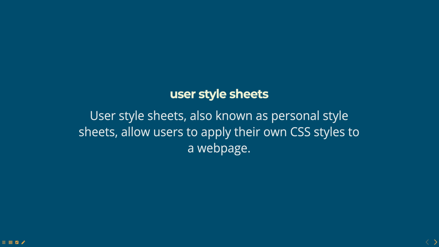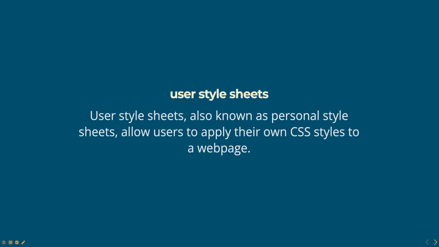Today we are going to talk about user style sheets, part of web technologies course. User style sheets, also known as personal style sheets, allow users to apply their own CSS styles to a web page. This can be useful for users with accessibility needs, such as those who are visually impaired or have difficulty reading small text.